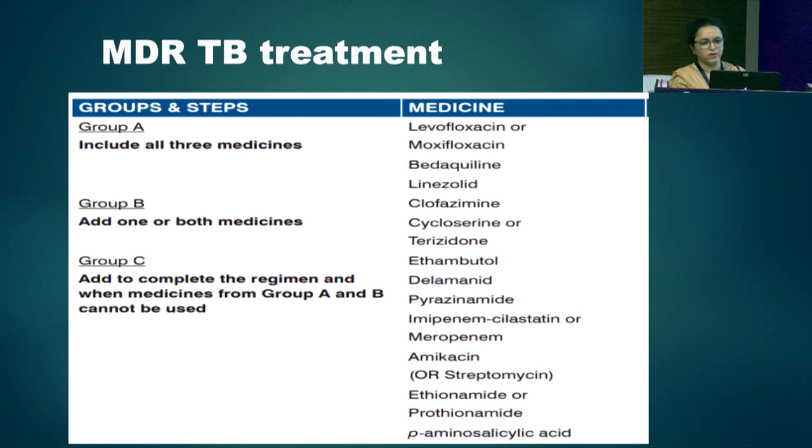These are the drugs used for MDR-TB treatment. We've categorized the drugs into group A, B, and C. Group A and group B drugs are the ones that are commonly used to make a regimen. Group C contain the injectables and are used as a backup.